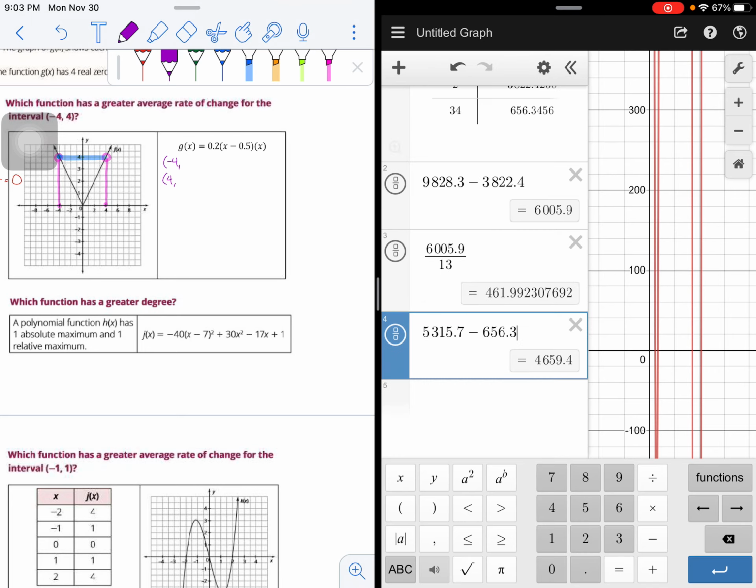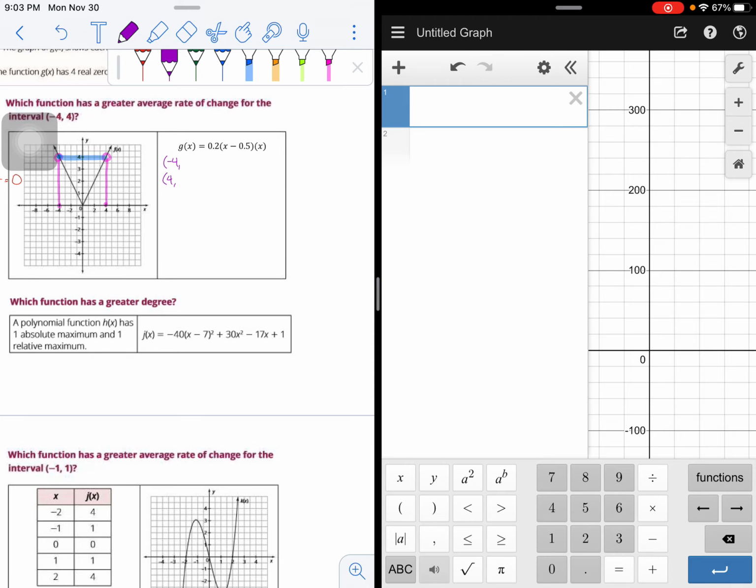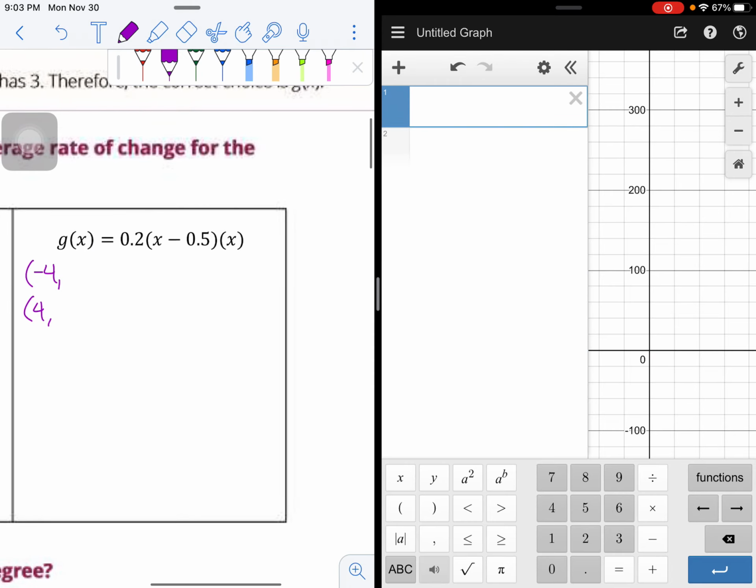Sorry about that. All right, so I had a bunch of stuff in Desmos already. I'm going to go ahead and clear all of this out and just get a fresh start here with Desmos. So I'm going to put in this equation into Desmos.